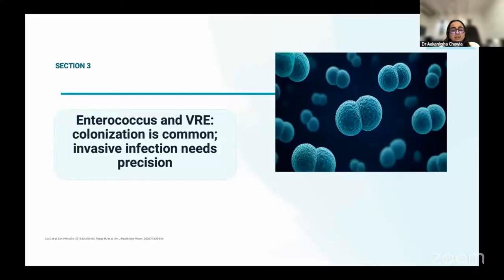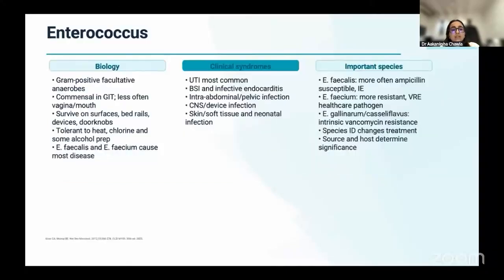The second bug that we see is the Enterococcus and VRE. So we know it is a facultative anaerobe, and it is a commensal in GIT. It survives on surfaces, bed rails, doorknobs, and we see clinical syndromes. We see UTI, bloodstream infection, infective endocarditis, abdominal infection, CNS, skin, and soft tissue. E. faecalis and E. faecium cause most of the diseases. For faecalis, ampicillin is often susceptible, and for E. faecium, it's mostly resistant. It's a VRE, and you have to accordingly decide for therapy.